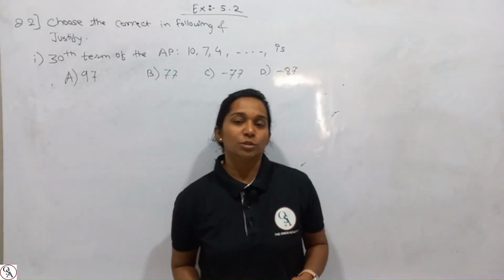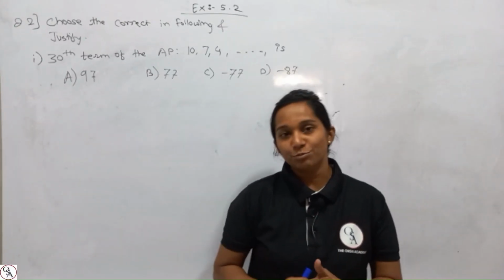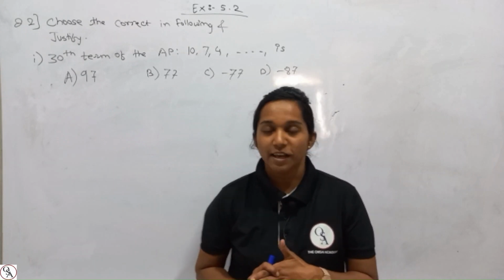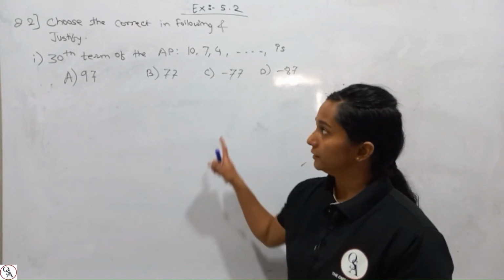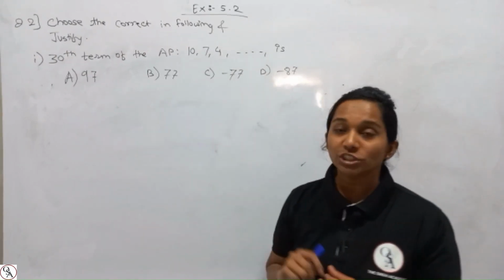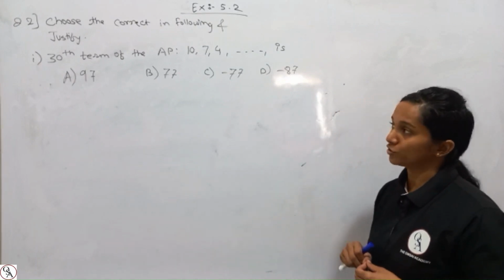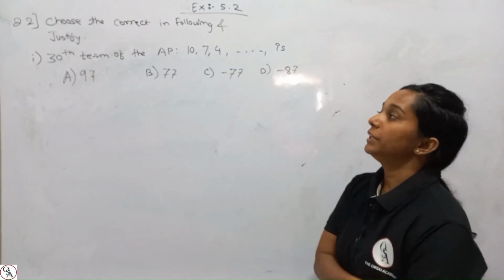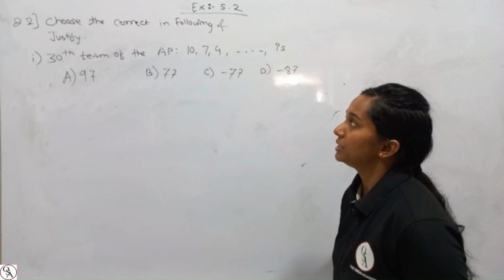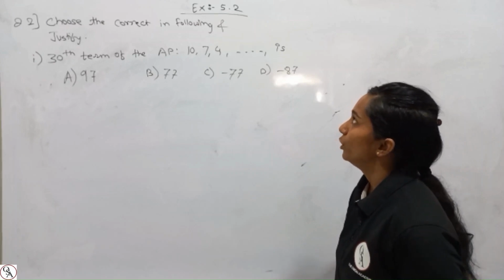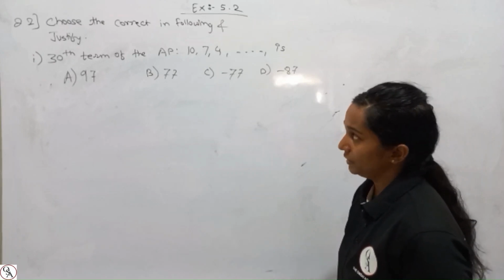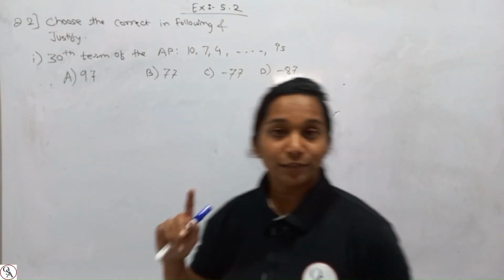So see, question number 2 is nothing but a kind of MCQ. We have 4 options, and the question is nothing but choose the correct answer in the following and justify. First question is the 30th term of the AP. The AP is nothing but 10, 7, 4, dash dash. We have to find out the 30th term.